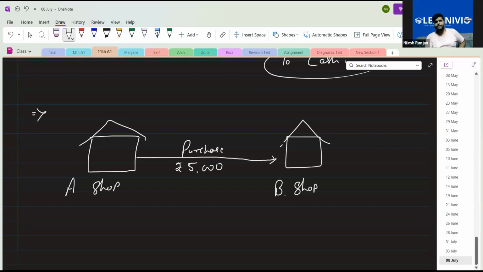Should I repeat my question? If A is purchasing anything from B, okay, A shop is purchasing anything from B shop, then who will issue the bill or invoice for this transaction?